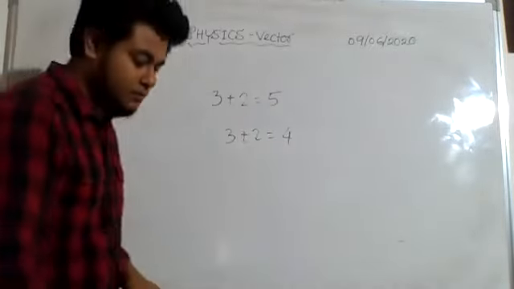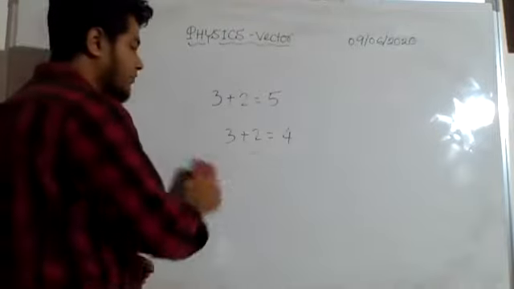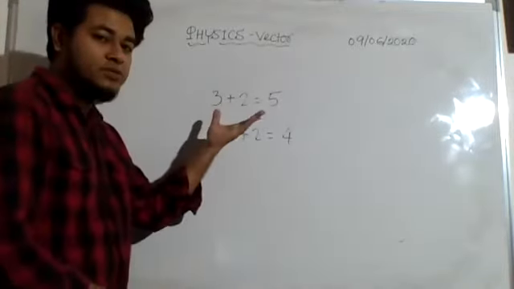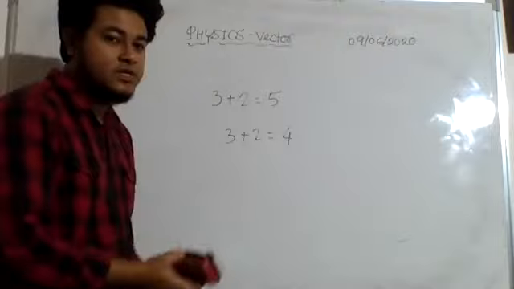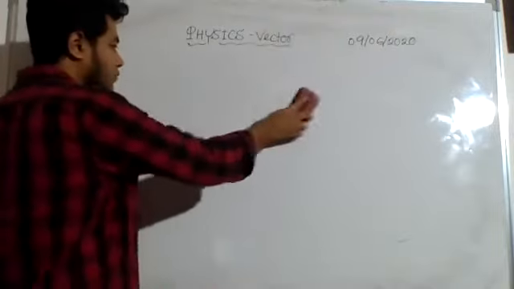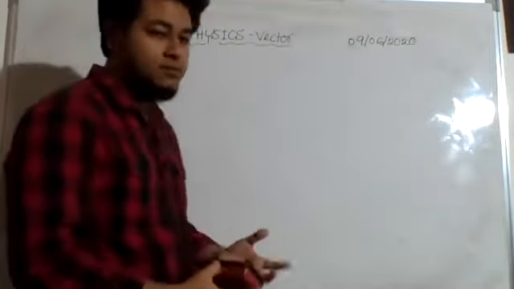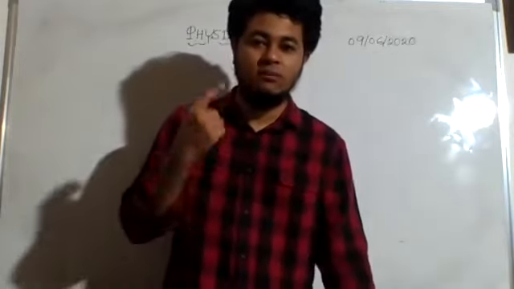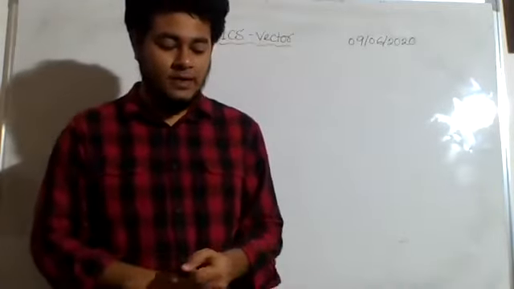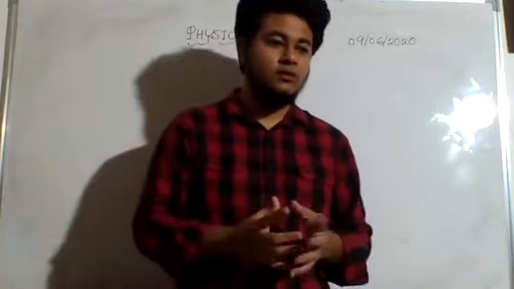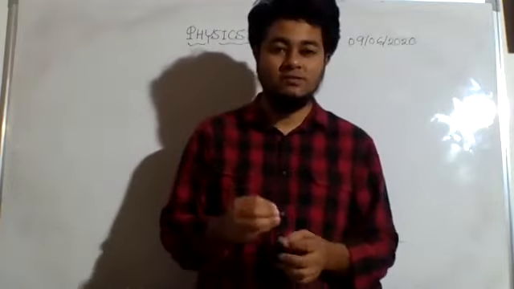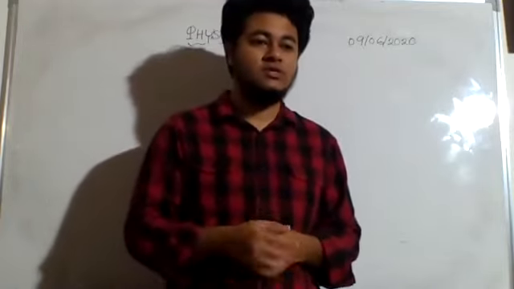So already you should get an idea from this that normal algebra and vector algebra are not the same. They are different. When we talk about vector sum, we have to consider both the magnitude and the direction. But when we do the calculation using only algebraic laws, we do not need to consider the direction.